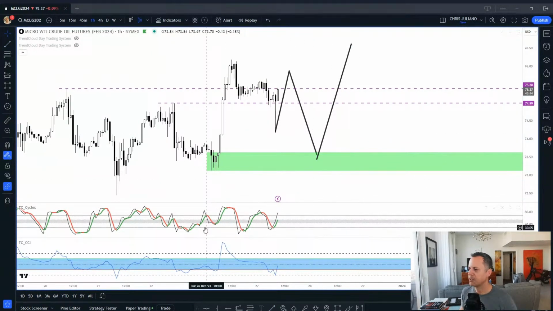That is a possibility. So what do you do? Well, you have to wait. You have to wait for this pullback to take place. You've got a move up, a pullback down. When we're in this area, then we can start looking for some sort of a move. What would that look like?